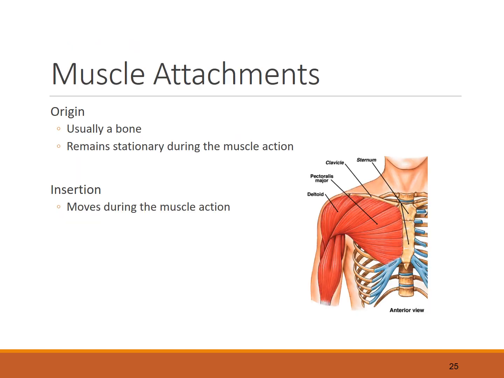Skeletal muscles have two ends. One end is the origin, the other is the insertion. The origin is the end that remains stationary. The origin is usually attached to a bone. The insertion is the part of the muscle that moves during contraction. As the muscle gets shorter, the insertion is moved toward the origin.